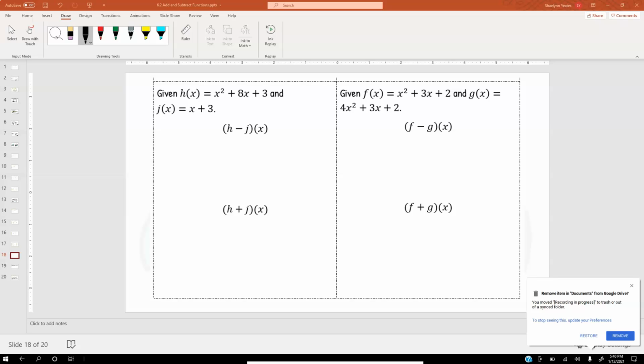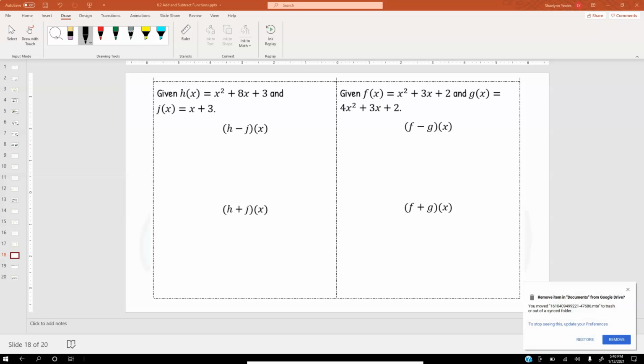All right, so here we're going to do h minus j of x, and we're going to do h plus j of x. We're also going to do f minus g of x and f plus g of x. Notice that all four of these will end up being equations.